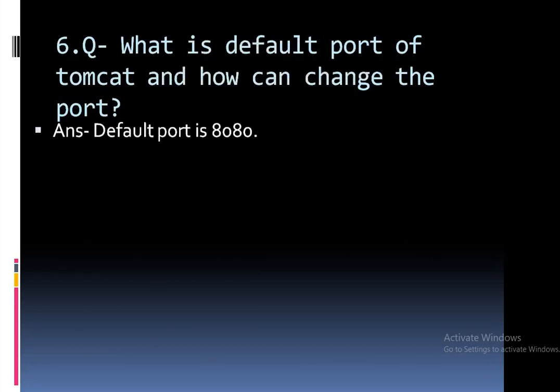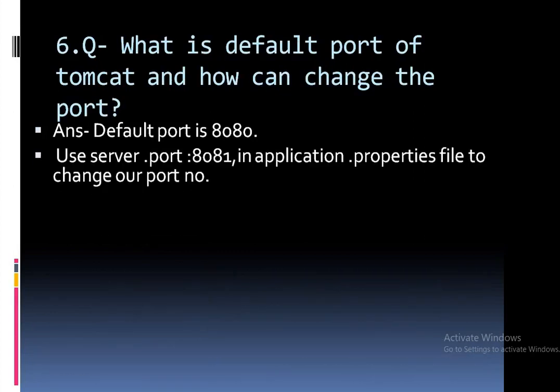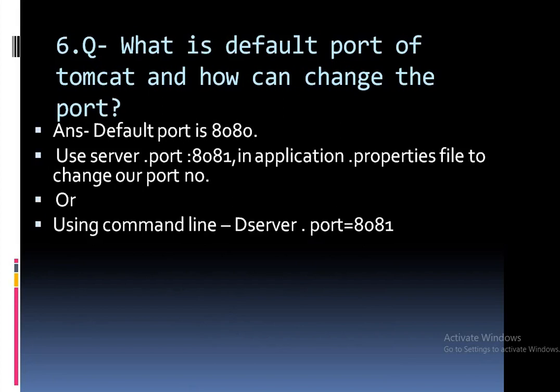What is the default port of Tomcat and how can we change the port? Every application has a default port, and the default port of Tomcat is 8080. To change that port, we can use three to four ways. Most commonly, we use server.port in the application.properties file: if we write server.port and mention the port number, the port will change. Another way is the command line: -Dserver.port=8082 or 8081.